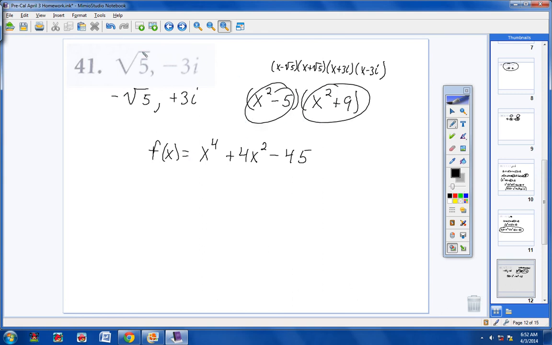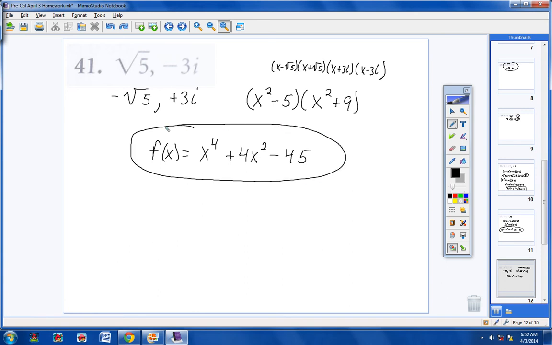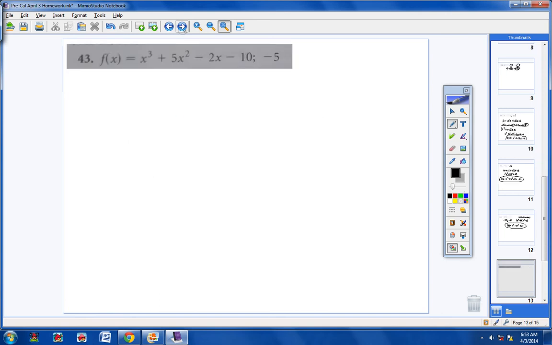this group times this group. Again, what we're trying to learn here is to always make sure your irrational zeros and your imaginary zeros come in sets of 2, and number 2, the simplifying process here, making sure that you're not making little mistakes. It looks like we do have it right, so let's go ahead and move on now to number 43.